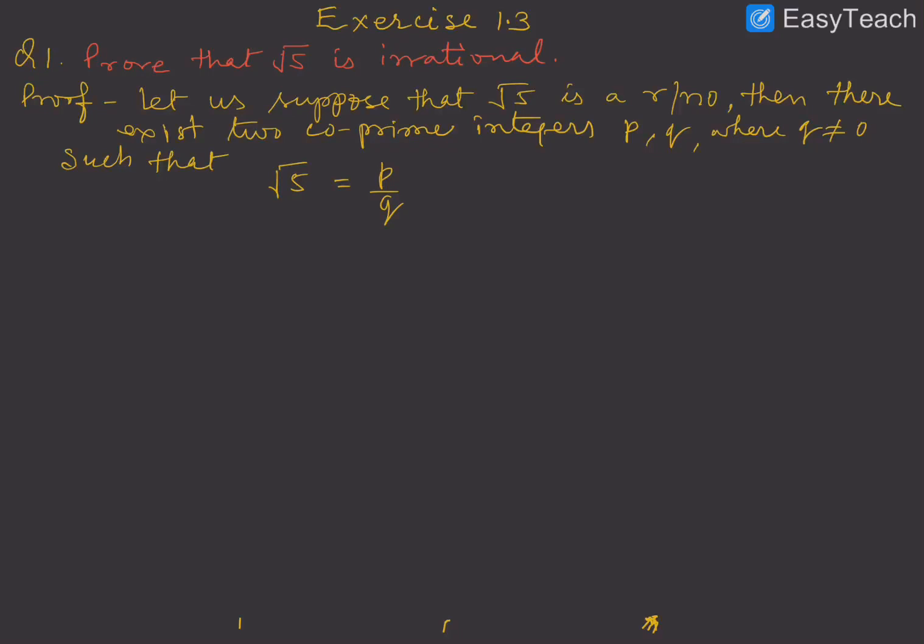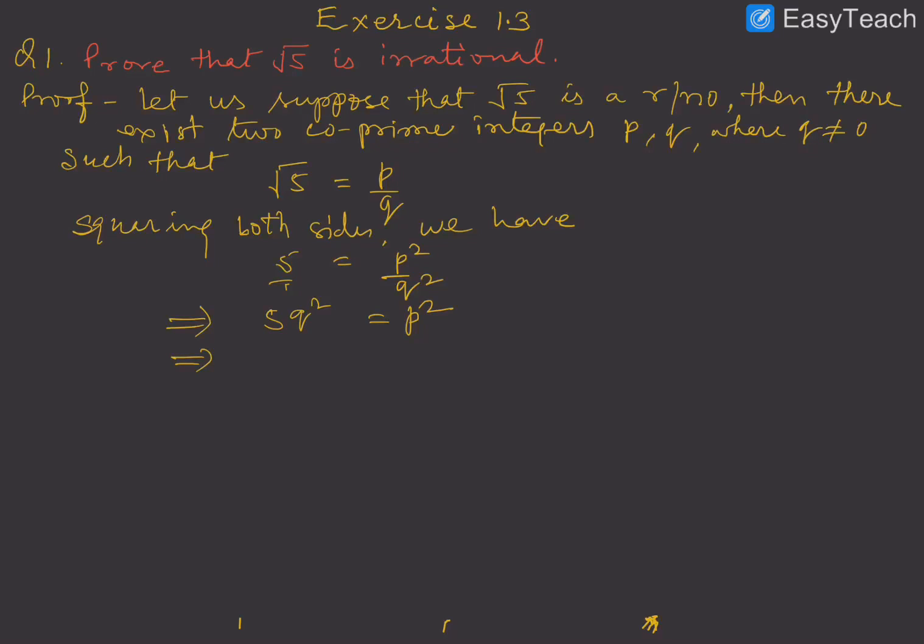Since we have assumed it as a rational number, this has been written as root 5 is equal to p by q. Now squaring both sides, to remove square root, we have 5 is equal to p square by q square. By cross multiplication, this can be written like this, or q square is equal to p square by 5.